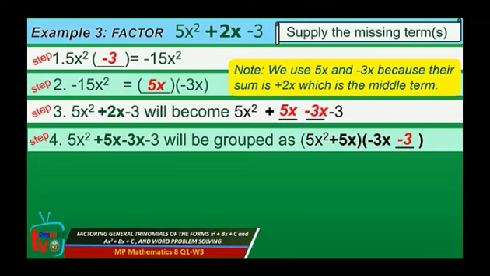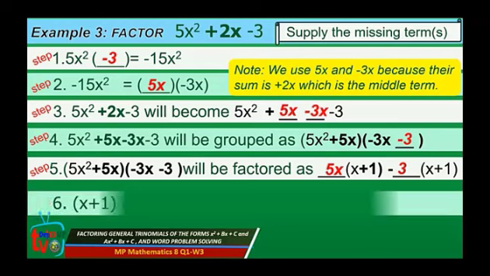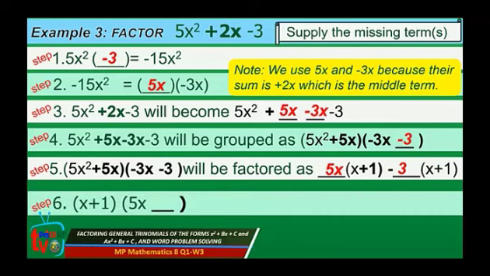Step 5, we factor each term. The first pair will be factored as blank times the quantity x plus 1 minus blank times the quantity x plus 1. What do you think are the GCF there? Okay, we have the first GCF is 5x and the second GCF is 3. Very good. And the last step, let's write the quantity x plus 1 as one factor.